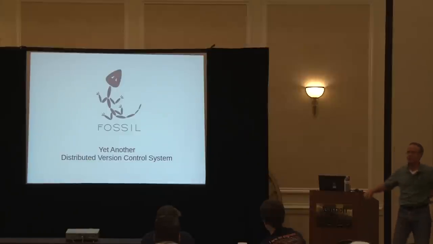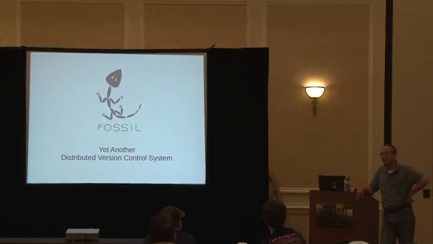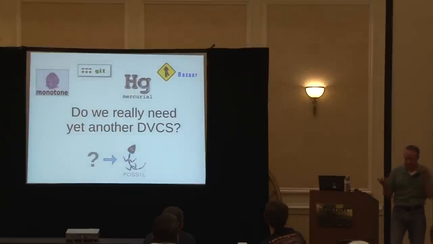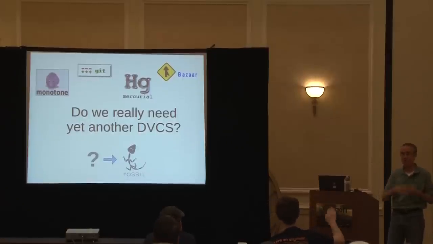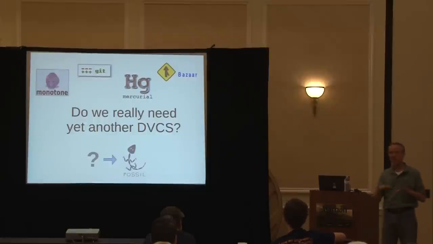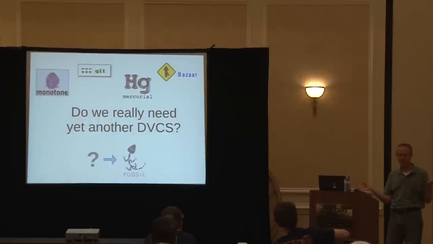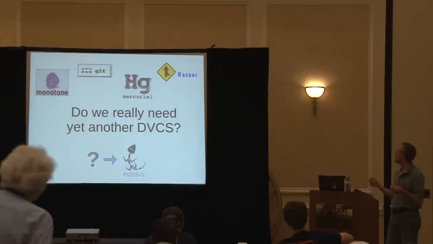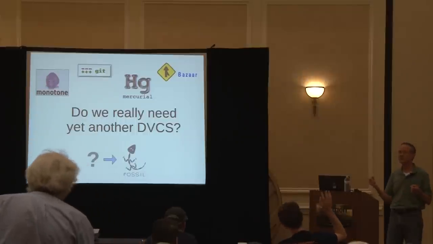Fossil, a distributed version control system. Yet another one, like we need another one. This is really popular these days. This whole distributed version control system thing kind of got going with Monotone. Has anybody here heard of Monotone? Familiar with that one? A couple people, have you used Monotone? Not many people have. But Git, you all know Git, right? And probably everybody's used Git maybe a little bit. Mercurial users around? How about Bazaar? Who's done Bazaar? A lot of people use Bazaar.